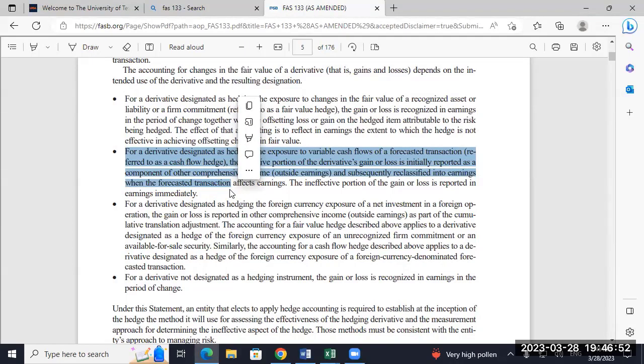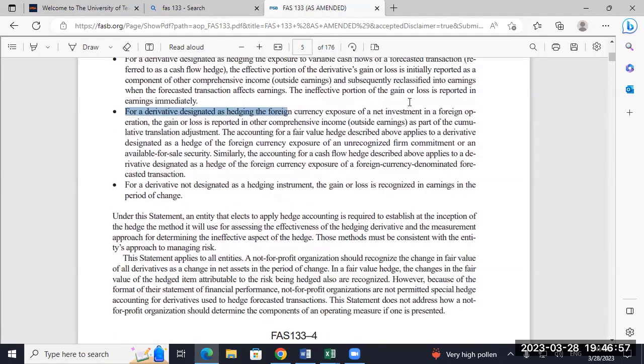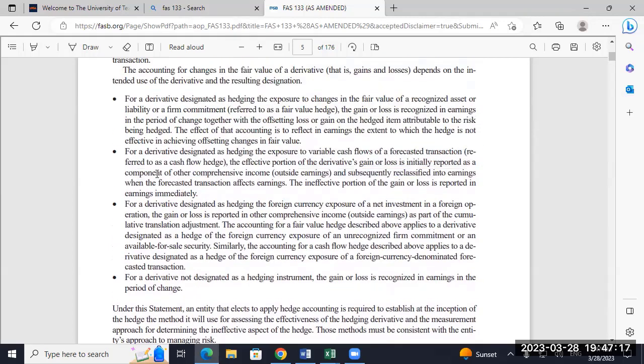That's just one paragraph. What about derivatives designated as hedging the foreign currency exposure of a net investment in a foreign operation? The gain or loss is reported in other comprehensive income as part of the cumulative translation adjustment. Have y'all seen accounting for currencies? We're going to talk about that when we do currencies. It's so complicated, so ridiculously complicated. So you tell your boss, hey, I want to do some options. I think it'd be really good for hedging our risk. You've got to figure all of this out. It's incredibly frustrating.